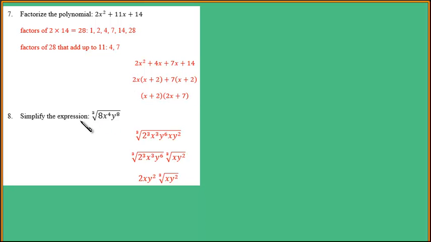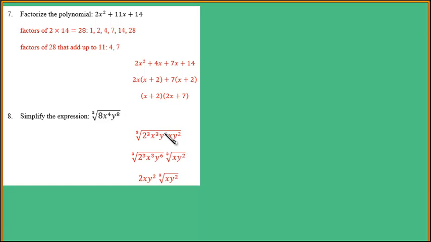Now we're given in question 8 this radical expression to simplify. So the first thing we do is we express 8 as 2 to the third power, and then we say x to the fourth is x to the third times x, and we say y to the 8 is y to the 6 times y squared. So what are we doing here? We're looking for powers that are the highest multiple of 3 that go into the number that's given to you. So the highest multiple of 3 that goes into 4 is 3. The highest multiple of 3 that goes into 8 is 6.